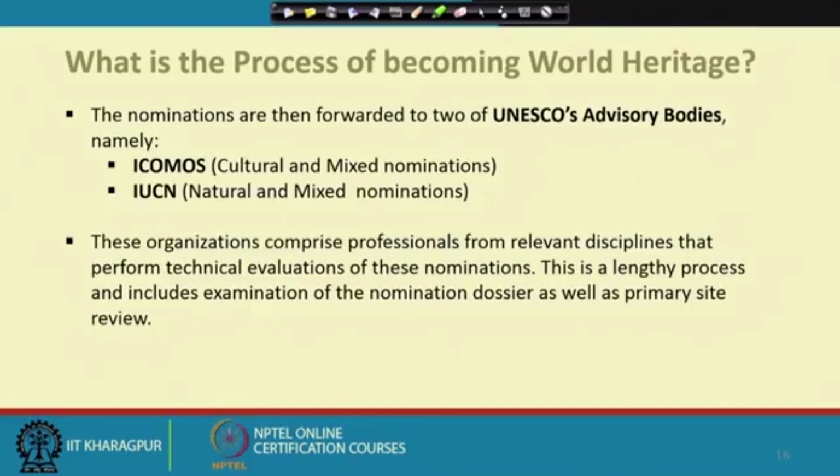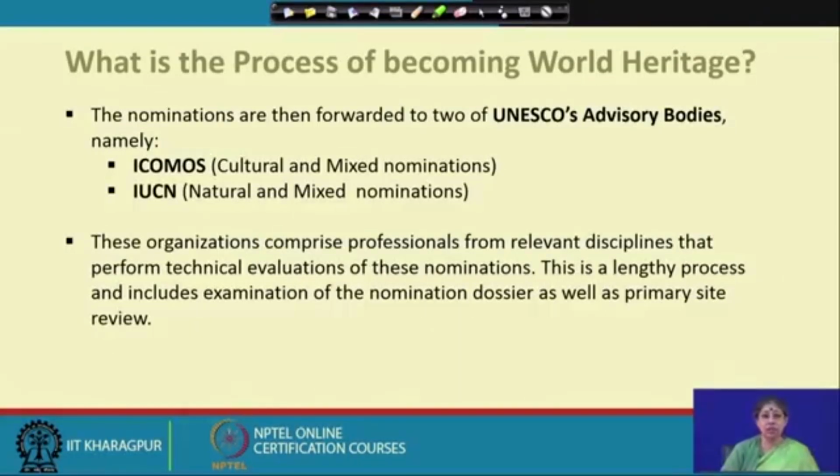Which are these organizations? These organizations comprise professionals who deal with things from the relevant discipline. They are multidisciplinary people who are experts with experience over the years, and they perform the technical evaluation of the nomination. This is a very lengthy process. It includes examination of the dossier as well as a site visit. The experts come and see the site, talk to the different people, the bodies and others. If they have some doubts, they also come back. It is a lengthy and quite tough process requiring involvement of a lot of organizations, the state party, experts, and the members and local chapters of ICOMOS and IUCN.